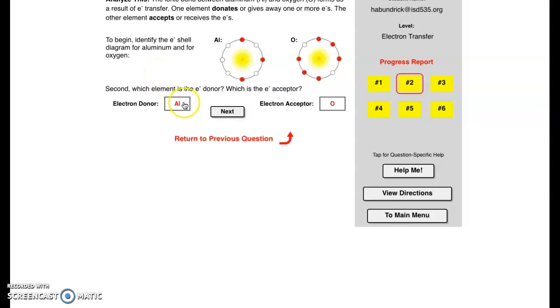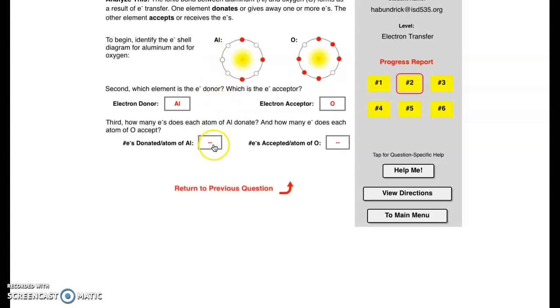Okay, so the donor is always going to be the element that has less valence electrons. So aluminum has less valence electrons, so it's going to be the donor. The donor is going to donate however many available valence electrons it has. So aluminum has 3 valence electrons, it's going to get rid of all 3. Okay, the acceptor is going to accept as many as it has open spots for. So oxygen has 2 open spots. It's going to accept 2 electrons.